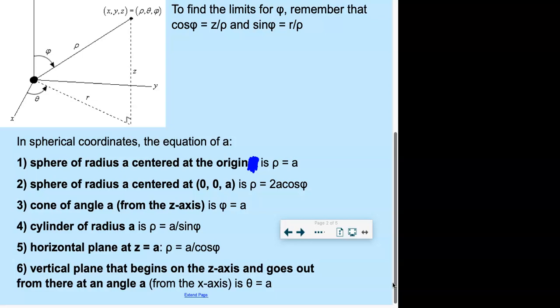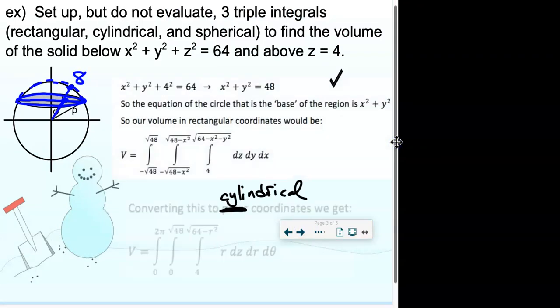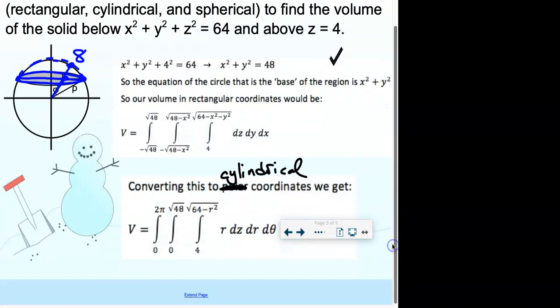Oh, right. So for the horizontal plane at z equals 4, rho would equal 4 over cosine phi. That's why I made these, because I spent so long refiguring it out every time, and I finally just made a list to make a reference. So anyway, rho is 4 over cosine phi.